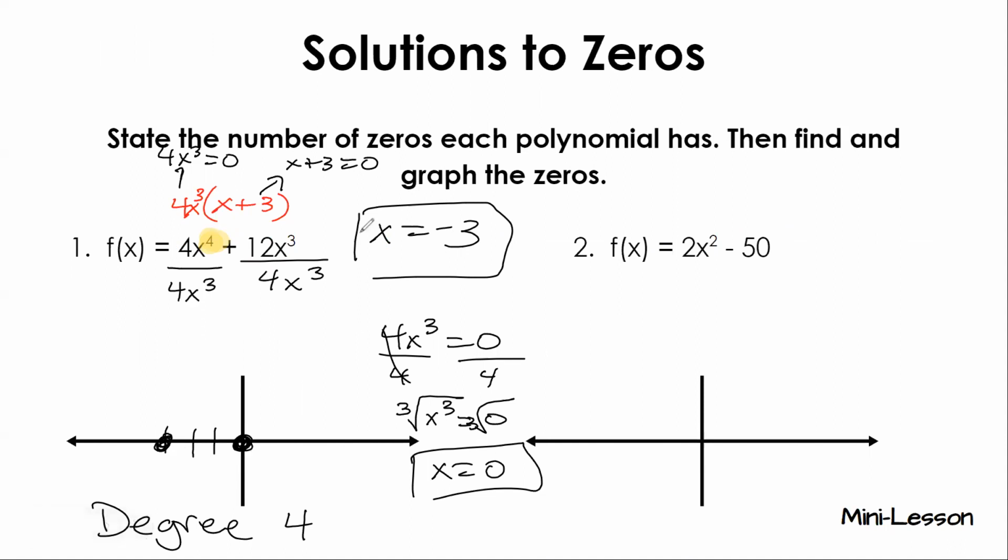When we graph this, we're going to have a W, right? So this guy is going to come down, cross, and then wiggle through this guy to go back up. So this little wiggle represents that we have a duplicate three times.